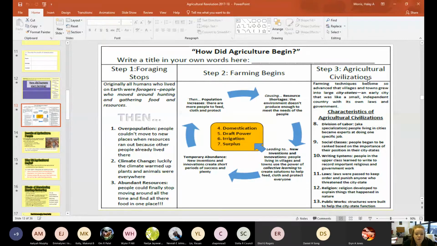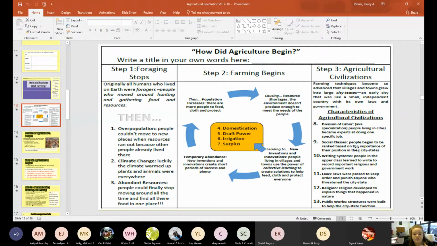So as they stay in one location, it says their farming techniques become so advanced, villages and towns grow into large city-states, which is an early city that was like a small independent country with its own laws and government. As they stay in one location, they start to form little towns, little villages. And as these towns and villages grow over the years, because as farming continues, what happens? This one up here in the left-hand corner of the cycle, population increases, right? So if their population increases, then their cities get bigger too. So as their cities get bigger, they become little city-states.